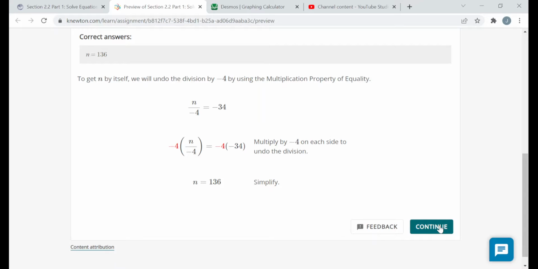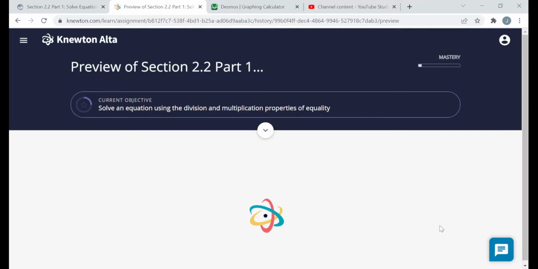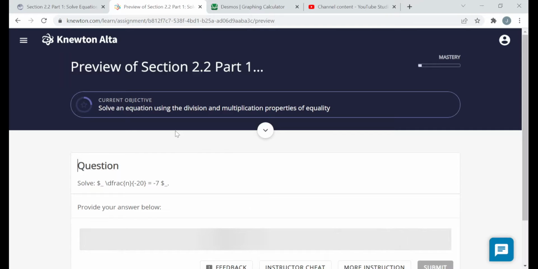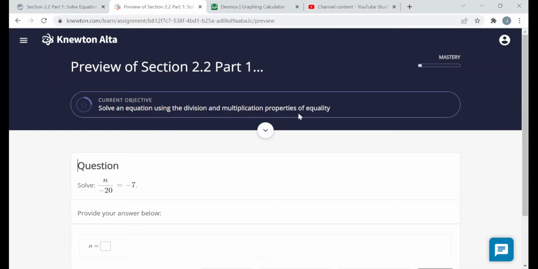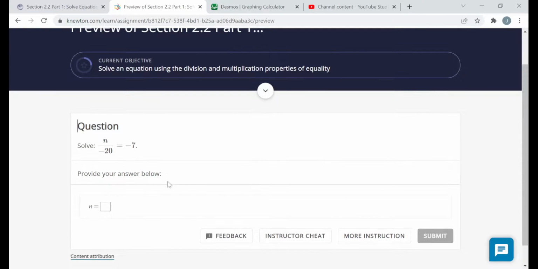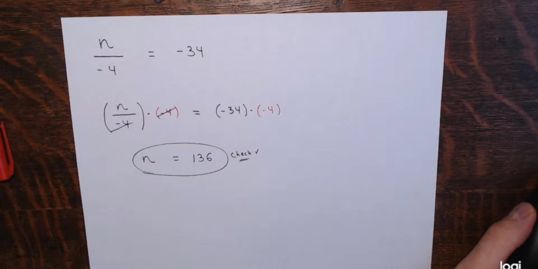Okay, next. Alright, so it looks like we're still in the same objective. You see we've made some progress there now, about a quarter of the way done. And it's a very similar looking question. So I'm going to do the same thing.